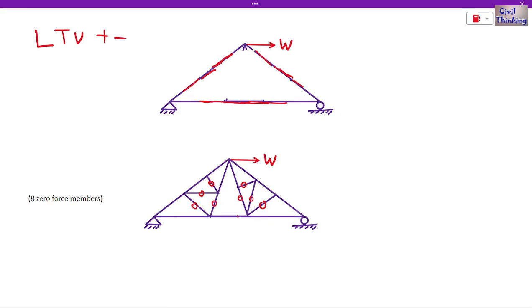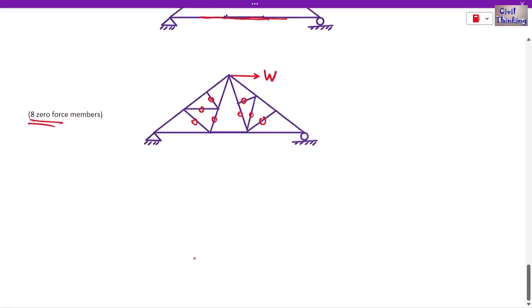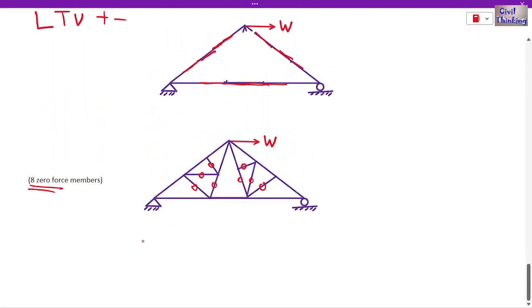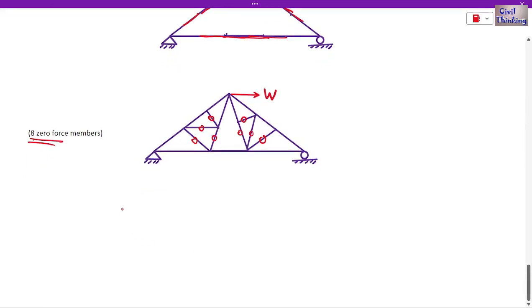Now there is no other condition, I think. Let me count: 1, 2, 3, 4, 5, 6, 7, 8. So you have 8 zero force members. So this is how you find the zero force members. Just remember this rule: LTV plus minus. L can be like this too, the mirror image. So that's it. This is how you find the zero force members.